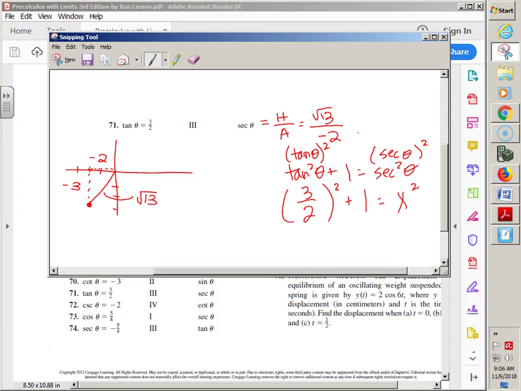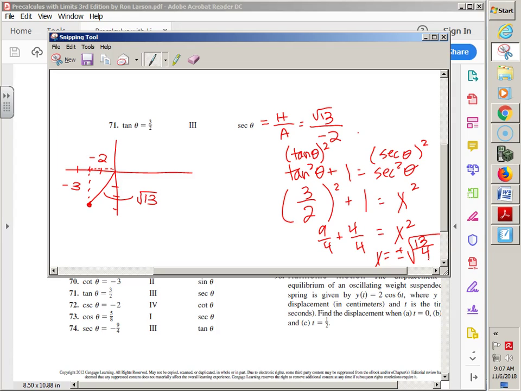Well, wait a minute. That's hard because then I end up with 9/4 plus, couldn't I make that 4/4? So x is equal to plus or minus the square root of 13/4. It doesn't match. It's different. Wait, what's the square root of 4? Oh. Square root of 13 over square root of 4. Square root of 13 over 2.